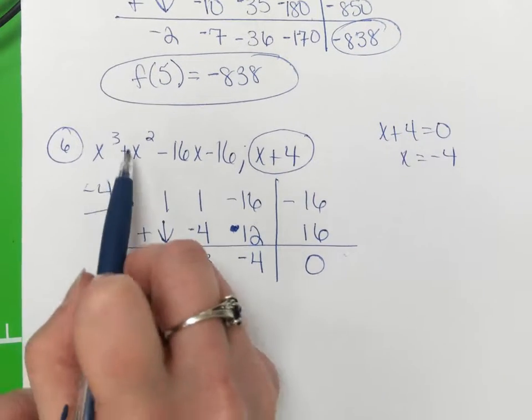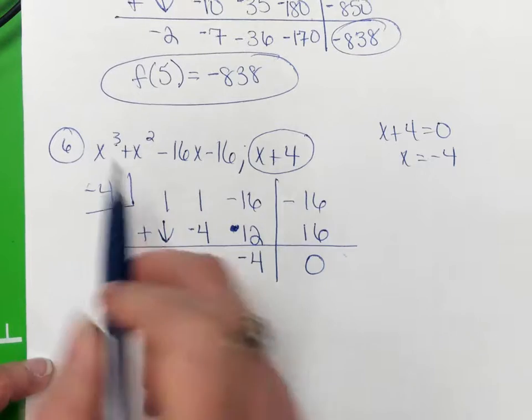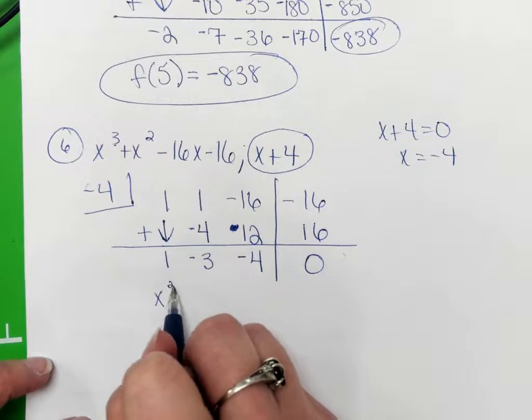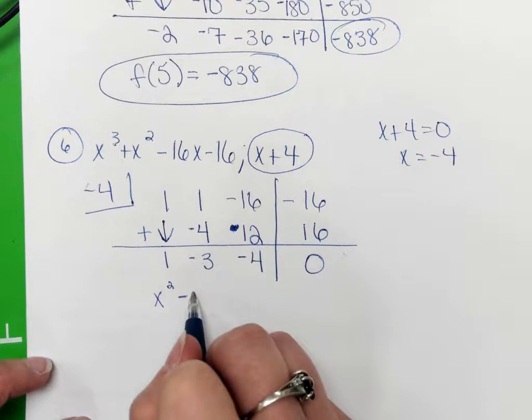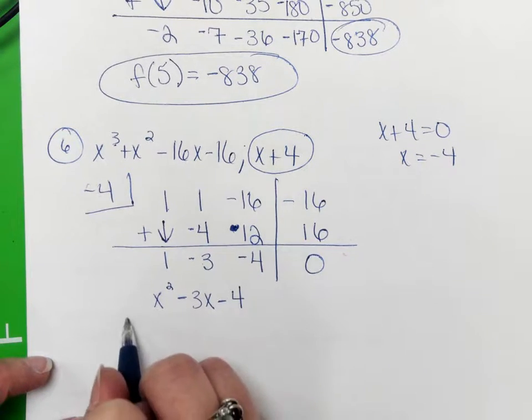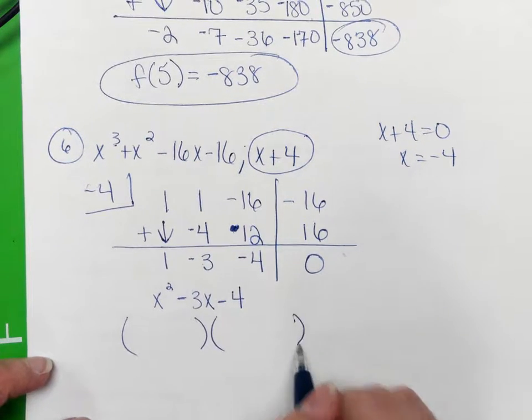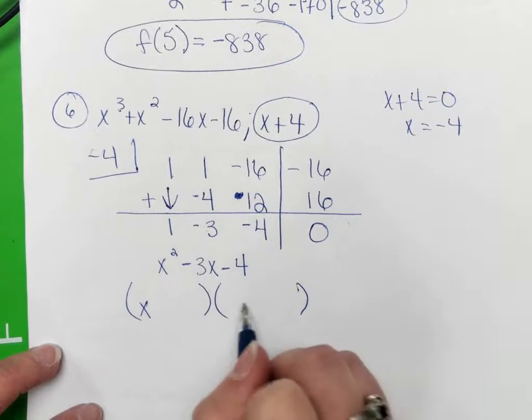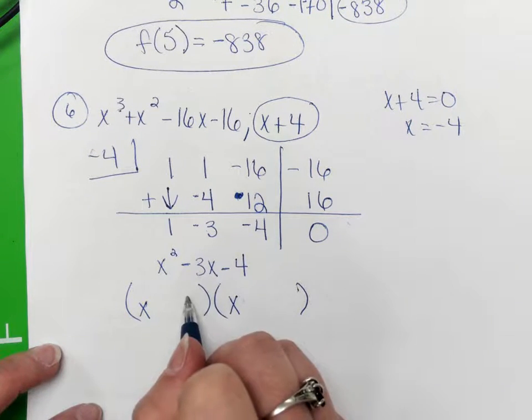All right, so what's my answer? What's 1 less than 3? 2. So you got 1x to the 2 minus 3x minus 4. So all you got to do is factor that. What are the factors of 4 that add or subtract to be negative 3?